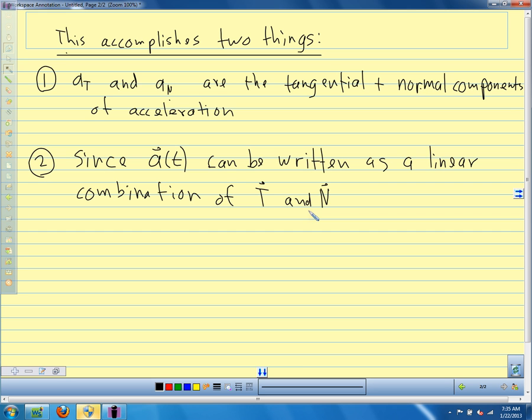What kind of geometric thing do the unit tangent vector and the unit normal vector define in space? A plane. They're two vectors, they define a plane. So since our acceleration can be written as a linear combination of these two vectors, what does that guarantee us about the acceleration? It has to be in the same plane that is defined by the unit tangent vector and the unit normal vector. So our acceleration has to be in the plane defined by T and N.